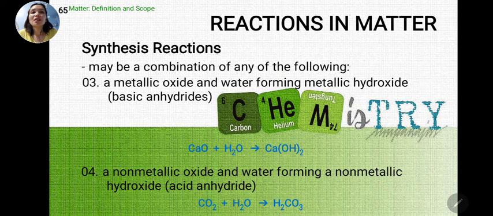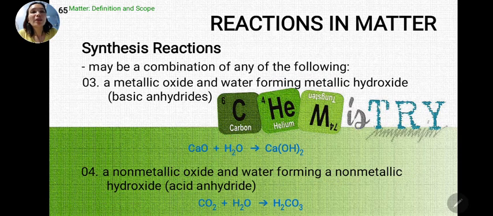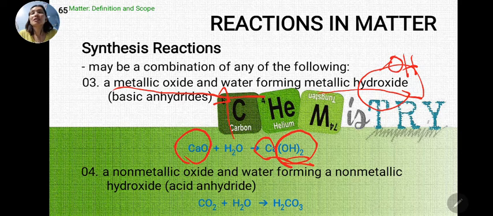It also can be a combination of any of the following. The metallic oxide, which is, katulad kanina, this is a non-metallic oxide. Now, we can have a metallic oxide and water forming a metallic hydroxide. Hydroxide is OH. So, your metallic oxide is calcium oxide plus water. You will form calcium hydroxide. Calcium and hydroxide. So that is an example of a synthesis reaction.